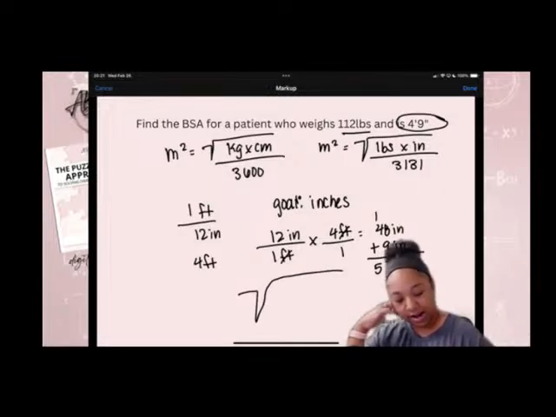All right, so our pounds are 112 pounds. Our inches, they're 57 inches divided by 3131. And this is what's going to give us our answer. That's it.